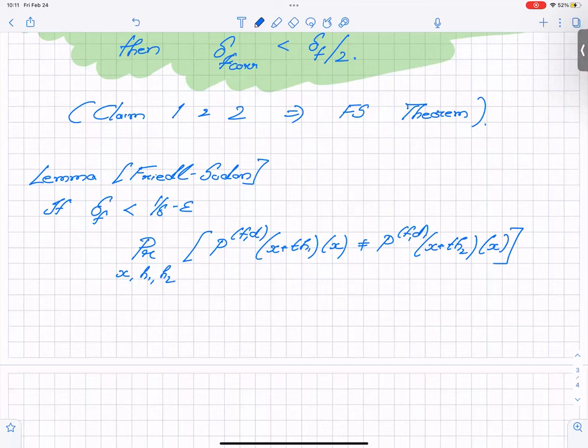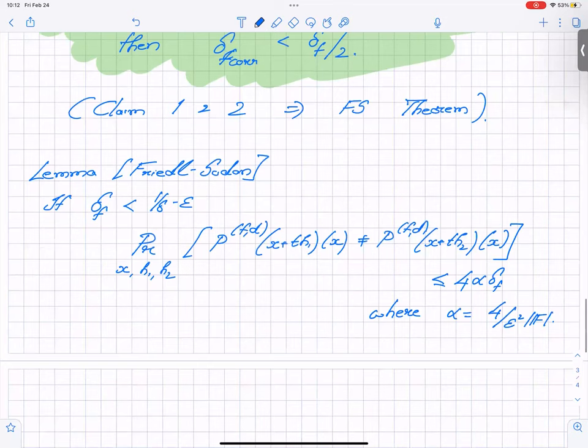So we ensure that this is less than or equal to 4 alpha delta f, where alpha is 4 by epsilon square times the size of this. Size of AB is simply the denominator. Yes, that's why the first one will be.